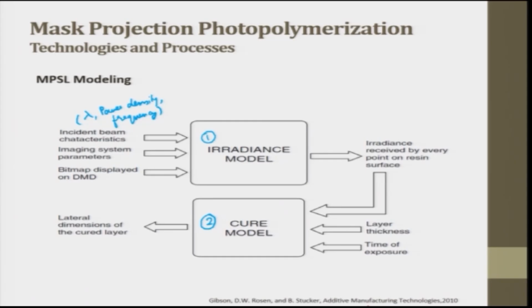So here this comes to the curing model. In the curing model we have to give an input of layer thickness. We also have to give the time of exposure, because we saw this time of exposure is directly proportional to the shrinkage, curing and other things. So these inputs are given, and finally what we get is the lateral dimensions of the cured layer. So this is very important. For this we have to do the irradiance model and the cure model.